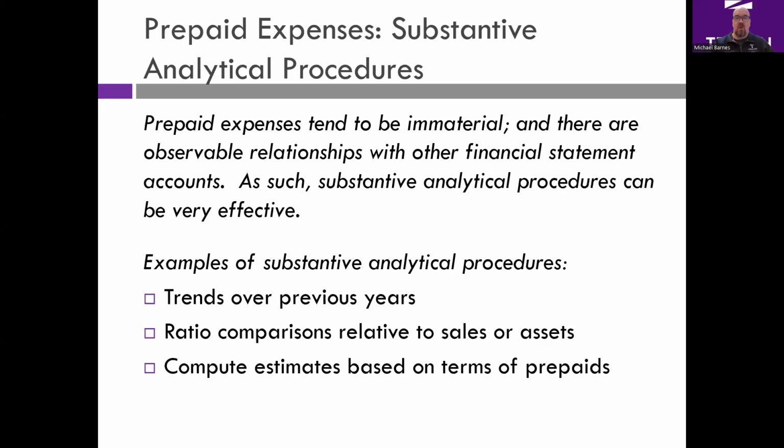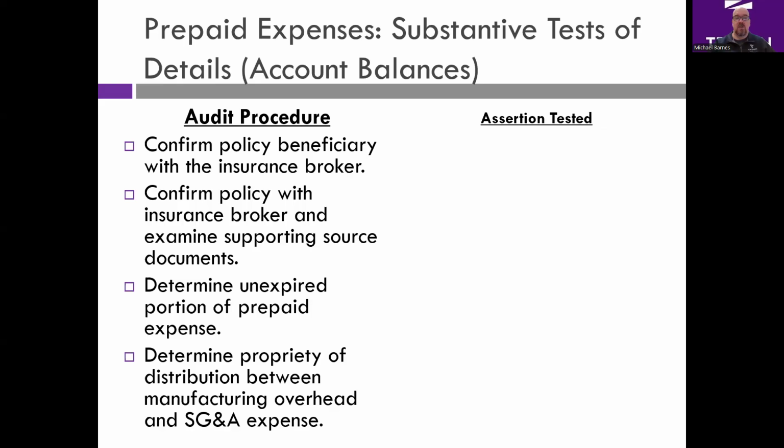All right. So real quick, let's go ahead and go through some assertions relative to audit procedures. We want to confirm the policy with the insurance broker. This one's a little bit dicey. I didn't put in the full language here, but this would be making sure that the policy beneficiary is the one who actually can receive the proceeds of the insurance policy. That would be more about rights and obligations.